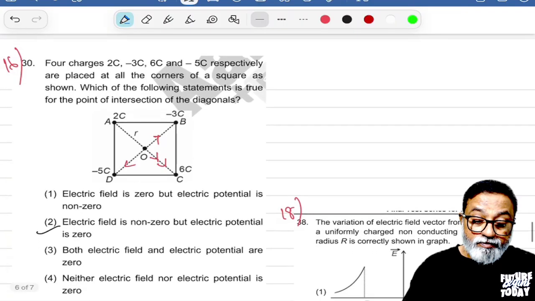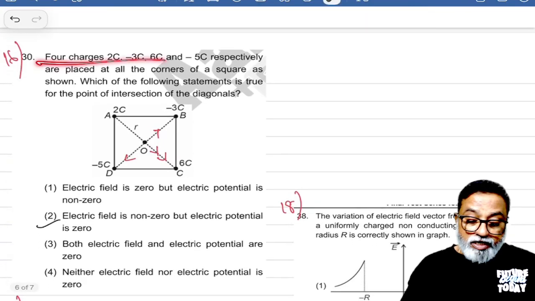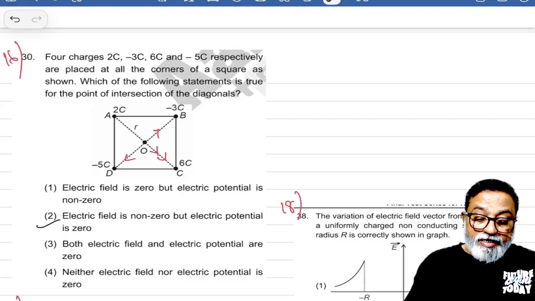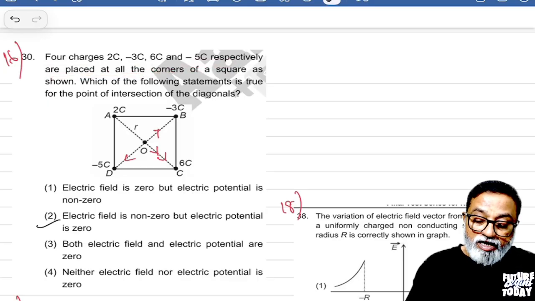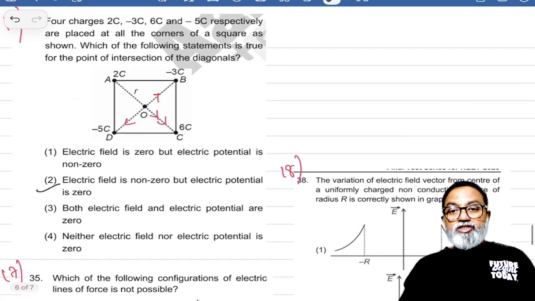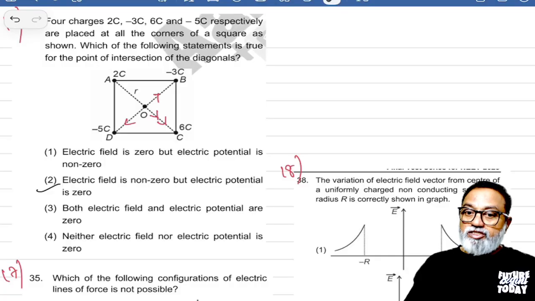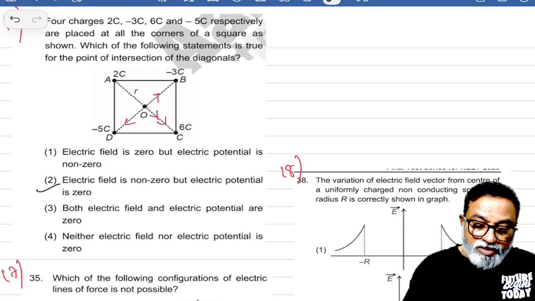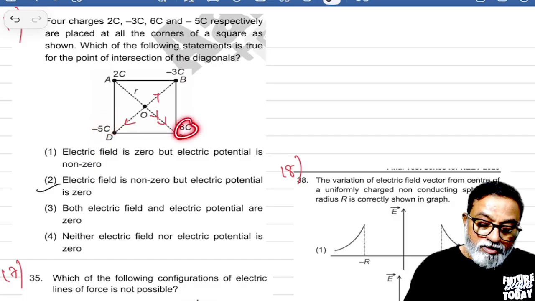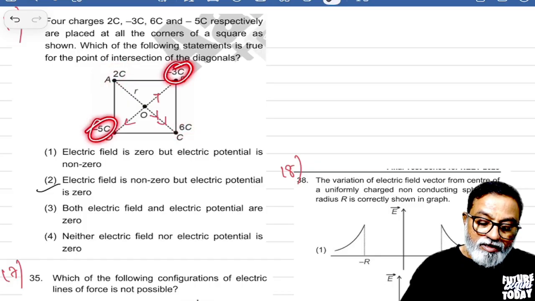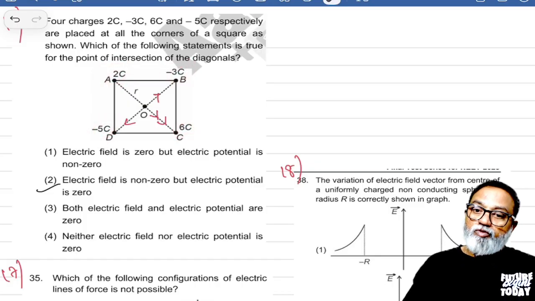Next one. 4 charges, 2 coulombs, minus 3 coulombs, 6 coulombs and minus 5 coulombs respectively are placed at the corners of a square as shown. Which of the following statements is true for the point of intersection of the diagonals? See here, potential is a scalar. If the sum of the charges is 0, potential is 0. Sum of the charges: minus 3 coulombs, 2 coulombs, and minus 5 coulombs, 6 coulombs. Therefore this is 6 plus 2, 8 coulombs, and minus 8 coulombs. Therefore charge is 0, potential is 0.